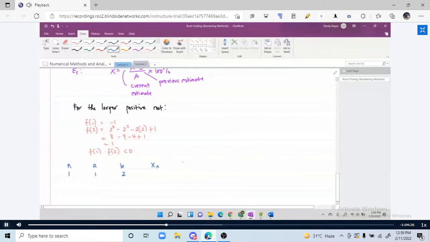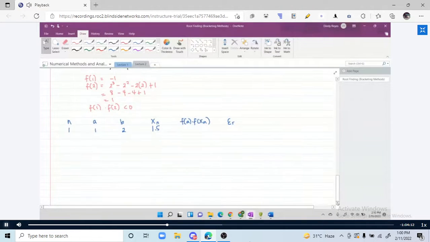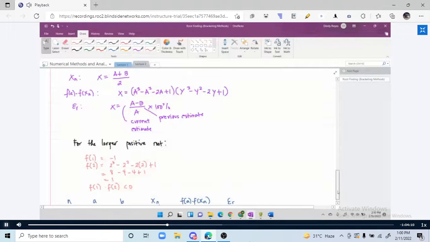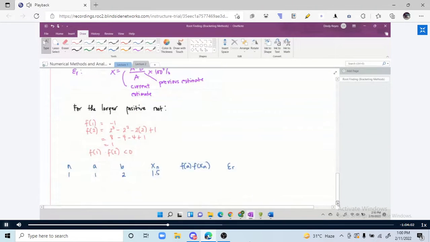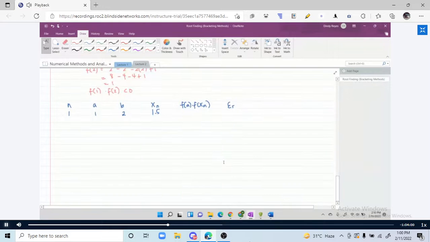And then solve for x of n. Find the sign of f of A times f of x of n. And then compute for the relative error. Of course, x of n here in the first iteration is 1.5. What is the sign of f of A times f of x of n? Using the same formulas in your calculator. Do not erase because we are using the same function anyway. What's the sign?